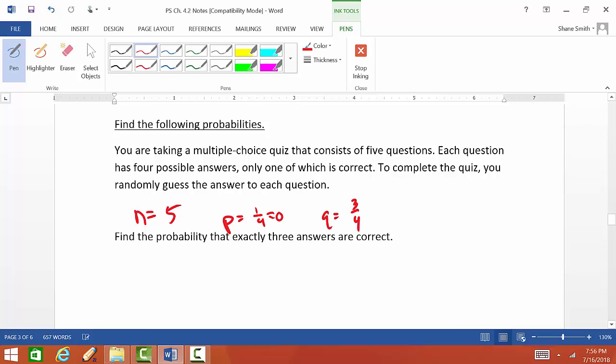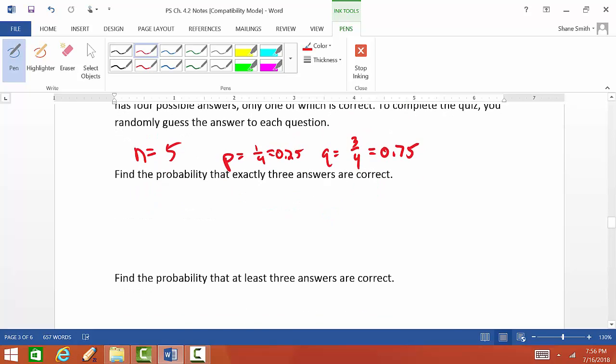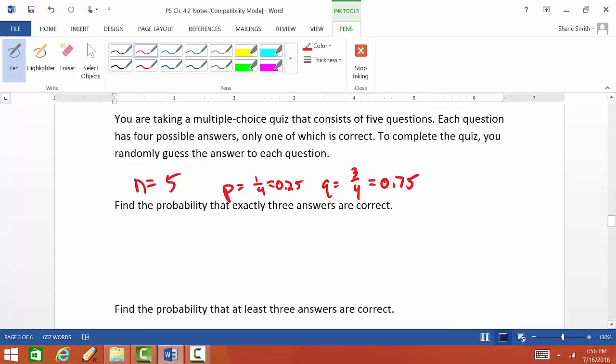Actually, I'm going to make this 0.25 and 0.75 just because it's easier to put decimals in a calculator than it is to put fractions in your calculator. So depending on what you wanted to do, decimals or fractions, you may have one or the other. And remember, the probability of success is 1/4 because there's one correct answer out of the 4 choices.